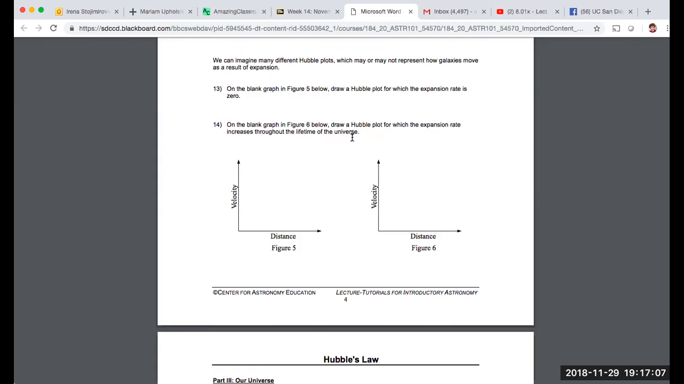Would it be just similar to graph or figure 2? Well, you did say for all those, like 2, 3, 4, that the expansion rate was constant, yes? Yeah. Okay, but now it's increasing throughout the lifetime, which immediately means you cannot have a straight line, right? Yeah. Okay, good.